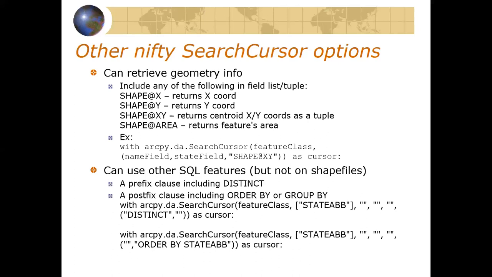You could also include what's referred to as a postfix clause. The main reason you might want to use one of these, I think, is that you can order the data using an ORDER BY clause. So, two examples here. The first one shows using that DISTINCT keyword. I've got the search cursor set up, just like in the previous examples, with a feature class. Here I'm using a list of fields in which I just have one field. Now, to supply these prefix and postfix clauses, you actually have to skip over a few other parameters. And I should show you that.